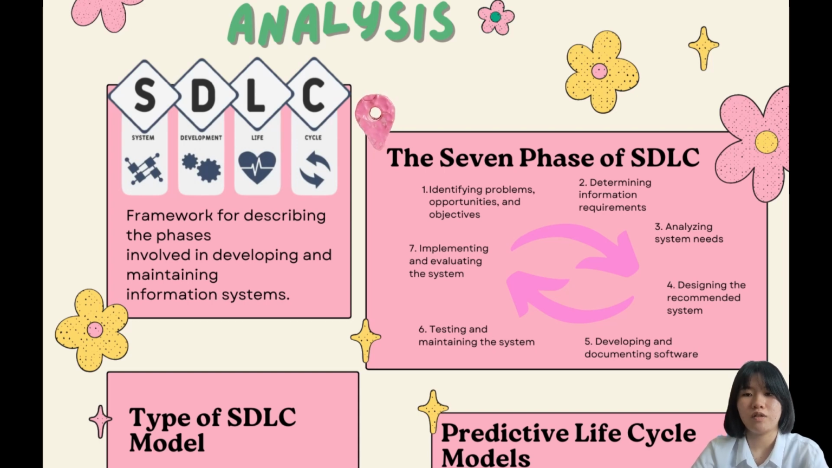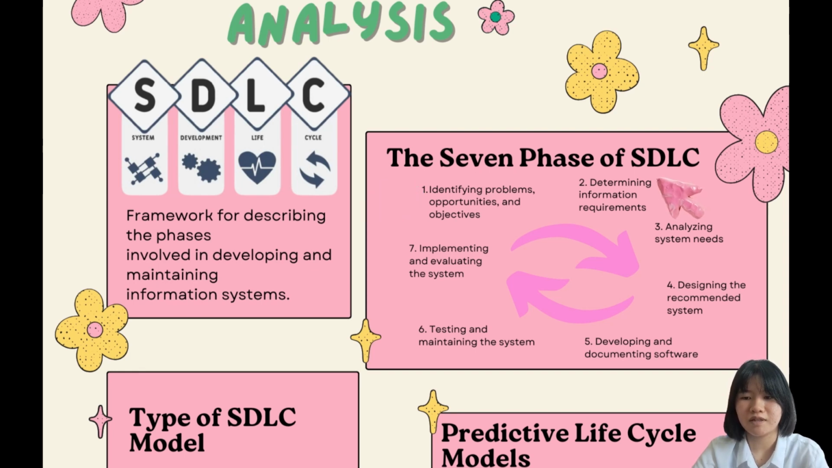Next one I'm going to talk about is the phases of the system development life cycle. We can see that SDLC has several phases here. The first phase of SDLC is identifying problems, opportunities, and objectives. This phase will identify the need for new or enhanced systems. The needs are identified, analyzed, prioritized, and arranged. This phase also determines the scope of the proposed system and develops the baseline project plans.